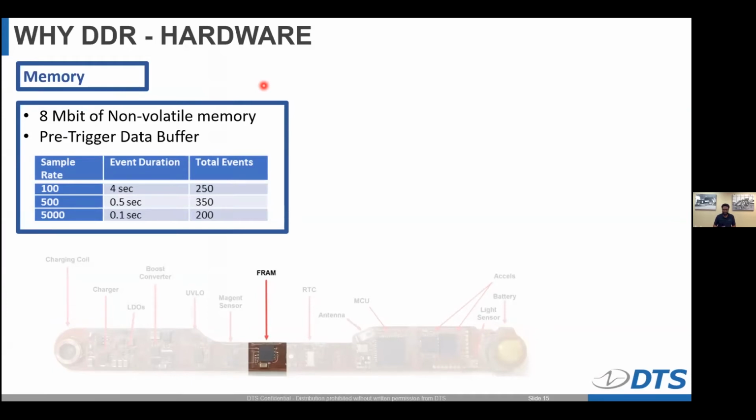If you bump that sampling rate up to 500 samples per second and a half-second event duration, you can go all the way up to 350 total events. And if your sampling rate's at 5,000 samples per second, you collect data for 0.1 second, you can grab about 200 events.